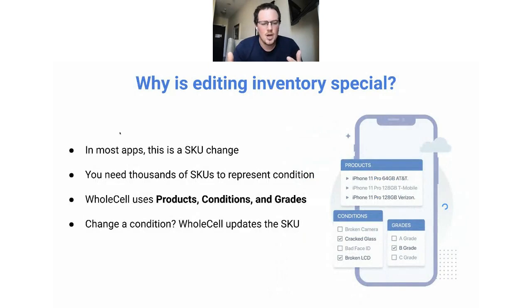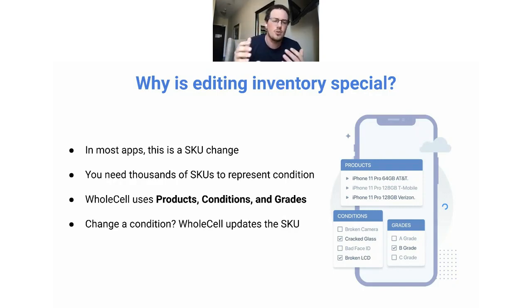Today, I'm talking about bulk editing inventory, and the prefix to that is, why is editing inventory unique at its core? In WholeCell, I'm excited to tell you why this is special. In most other inventory apps, editing inventory is basically a SKU change. You have all of your SKUs that represent your products, and whenever you're changing something about one of those products, you're actually changing the SKU of that inventory item.